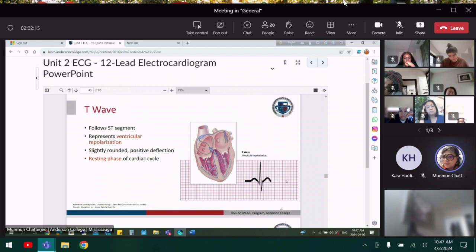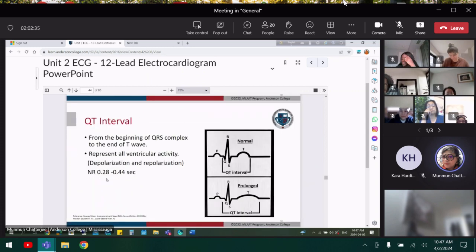If this lasts for a long time, what is going to happen? If the T wave takes a long time, that means the heart cannot start up. There is a problem in the pacemaker. There is a delay in the starting up. So each wave has its own importance.